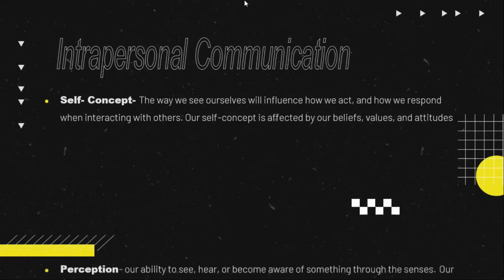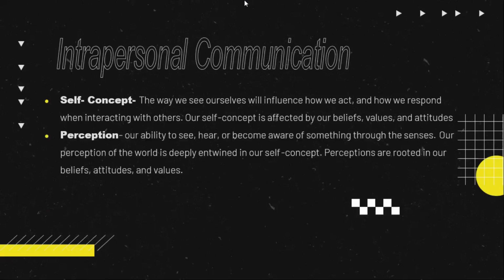Okay, second type is perception. Perception focuses on looking outward. It is our ability to see, hear, or become aware of something through the senses. Our perception of the world is deeply entwined in our self-concept. Perceptions are rooted in our beliefs, attitudes, and values.